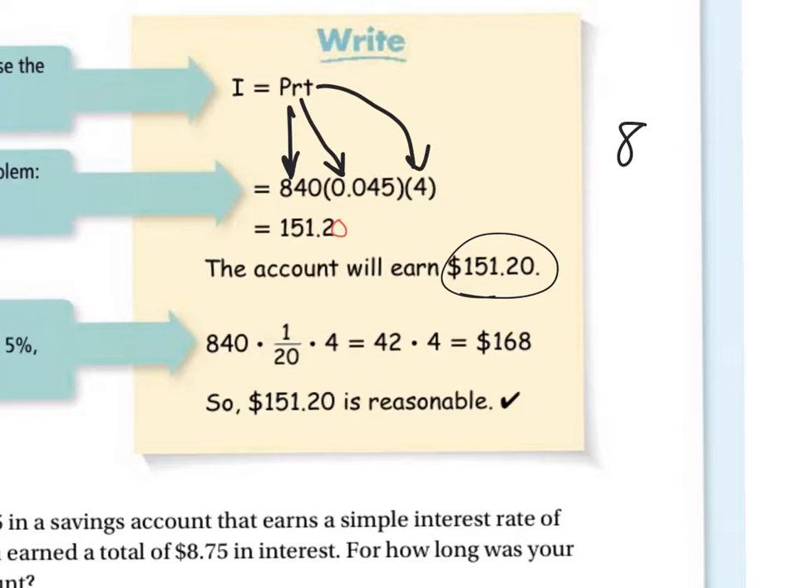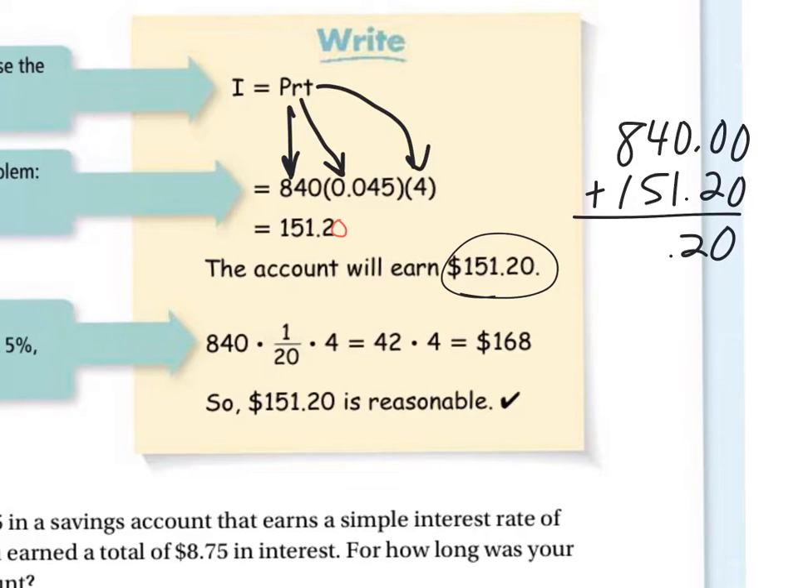A follow-up question they could ask would be, what is your account balance after those 4 years? And if that was the question, you would have to think about, you had $840 and you're getting $151.20 in interest. So now your account balance would be $991.20.